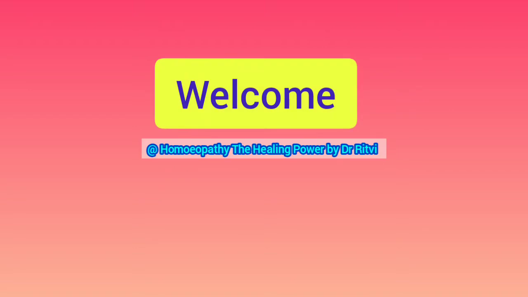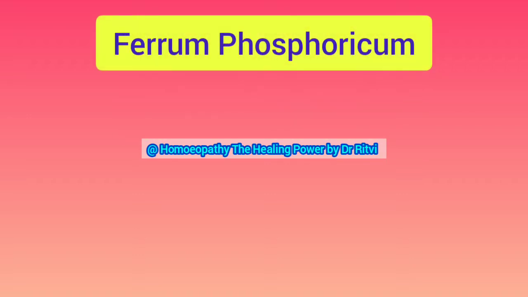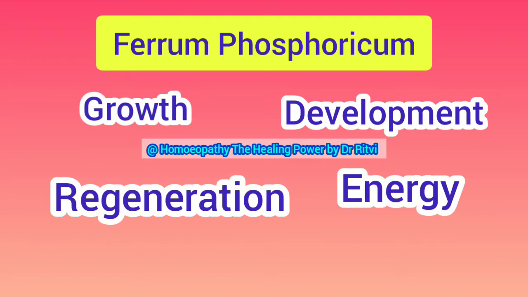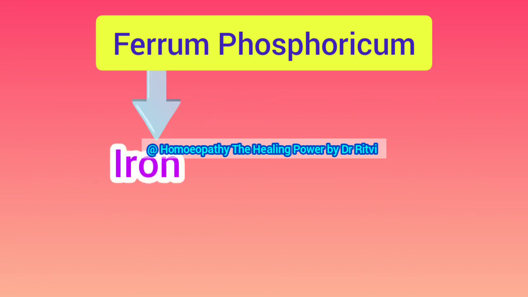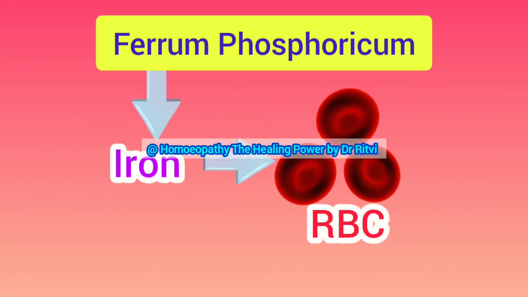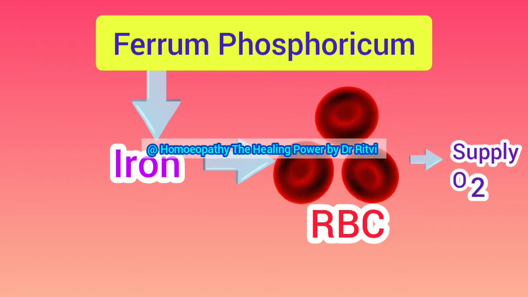Friends, in today's video, let's study homeopathic medicine Ferrum Phosphoricum. Friends, Ferrum Phos is one of the organic tissue salts and it is very necessary for growth, development, metabolism, energy and regeneration of the human body. Ferrum is nothing but iron, and iron is an essential component of red blood cells, and its function is to provide oxygen to all parts of the body.